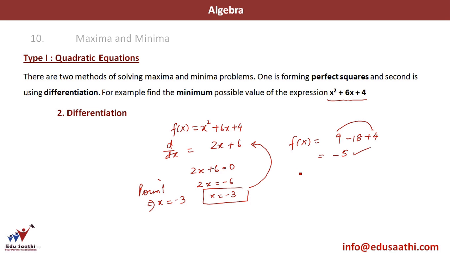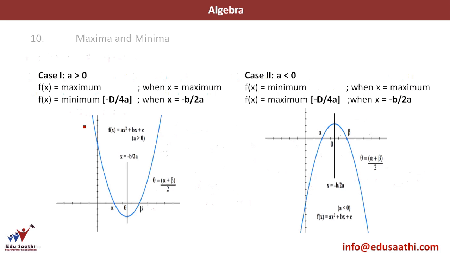Same was the case that we got when we used the perfect square method. And also, if you find the double derivative, it comes out to be 2, which is positive. So if the second derivative is positive, it is a minima point. If the second derivative is negative, it's a maxima point. So if you are comfortable with differentiation, go ahead with this method. If you are not, then this is the method that we need to follow.